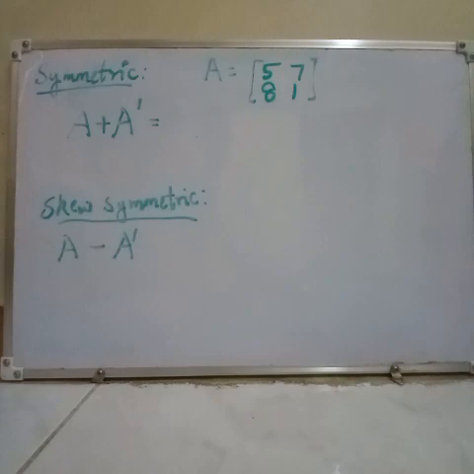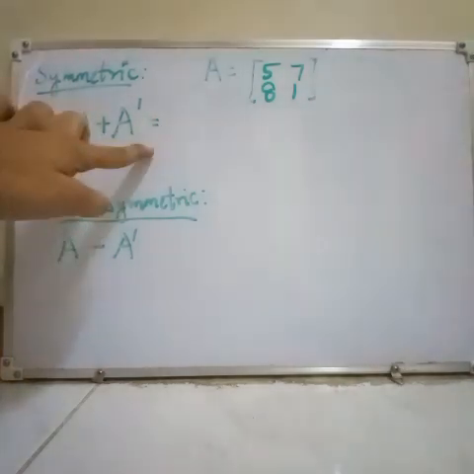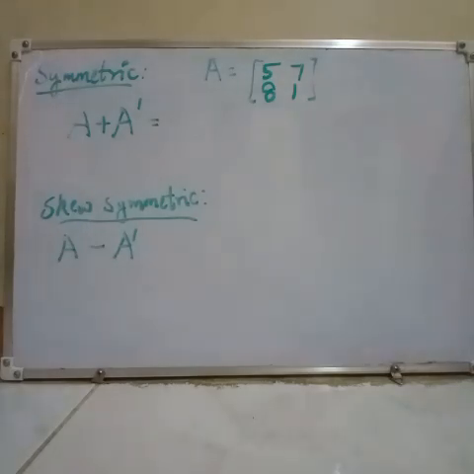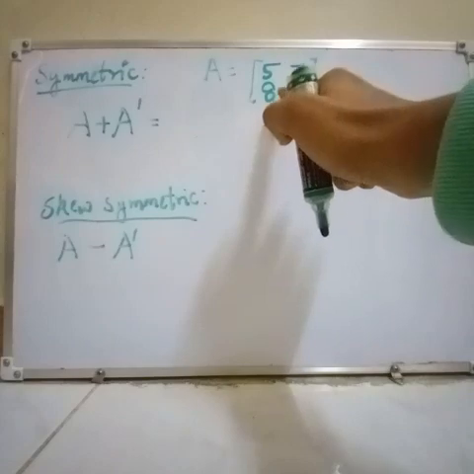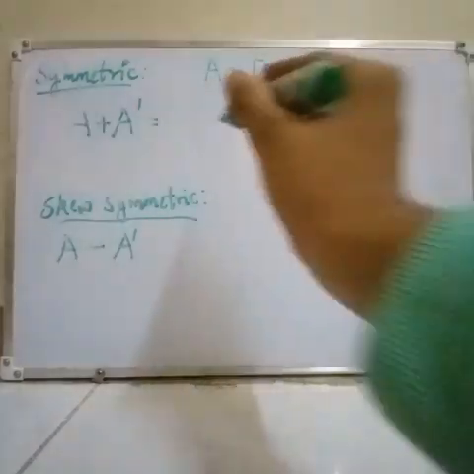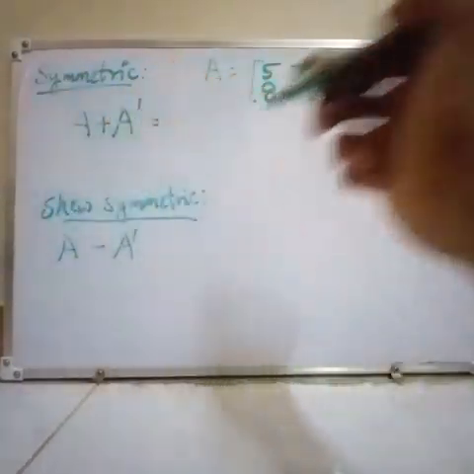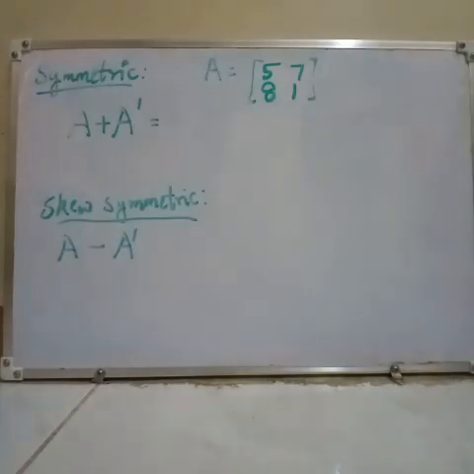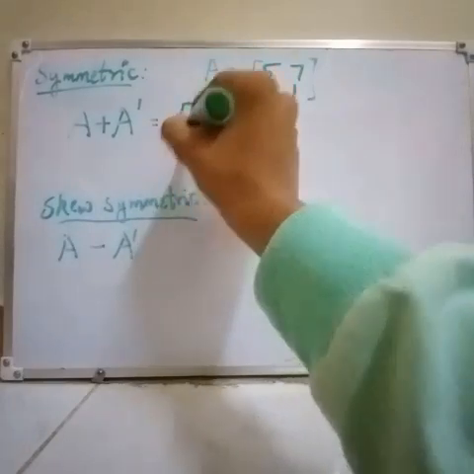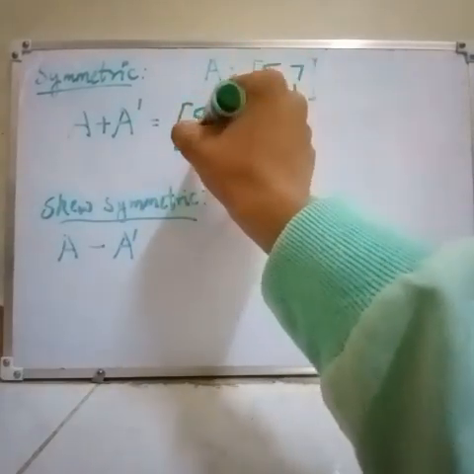Now we'll be proving a theorem here. A plus A complement is a symmetric matrix. For that I have given you an example here. This is the A matrix given here. Let's do A plus A complement and check if it is symmetric or not. So what is our A? Write it down first: 5 7 8 1.